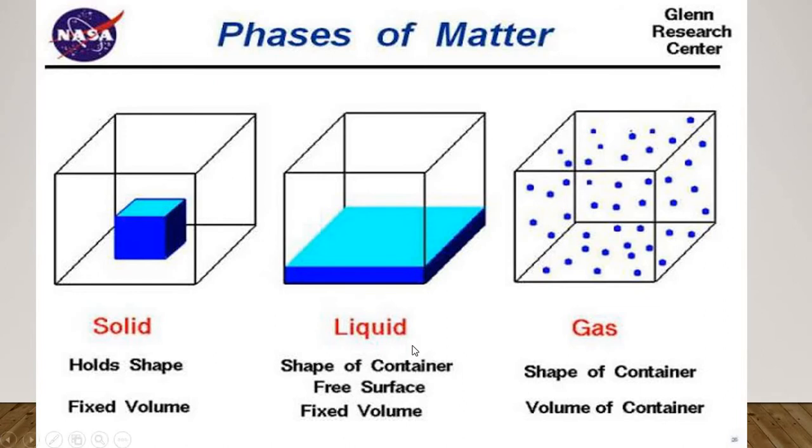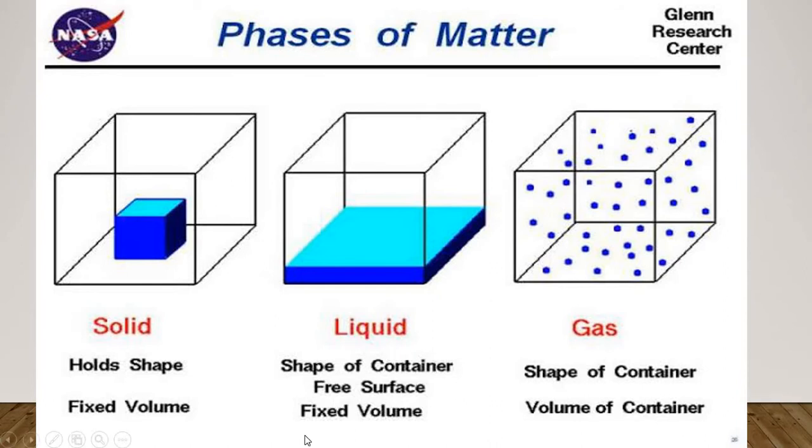Now let us jump on to the liquid. Write point number 1: shape of container. I hope you are repeating, students, and writing it. Point number 2 is free surface. It will move freely, it will flow freely as per the shape of the surface. Point number 2 was free surface. I hope you have written that.